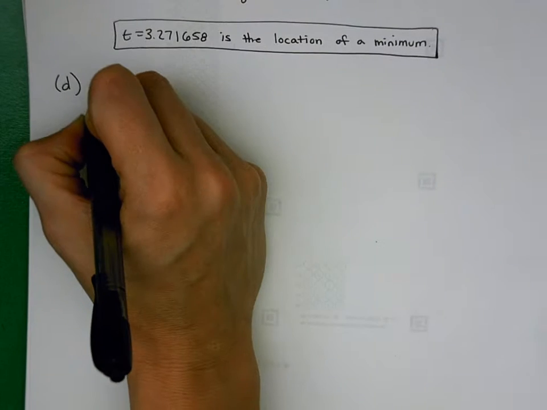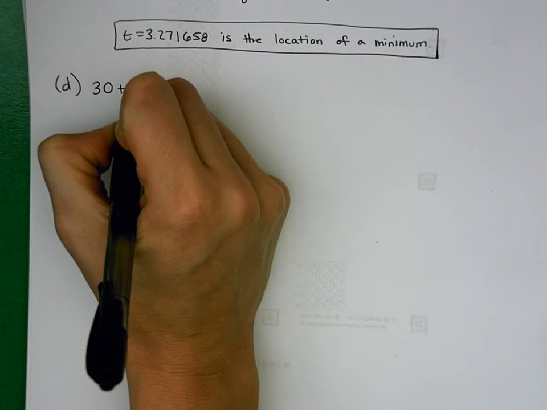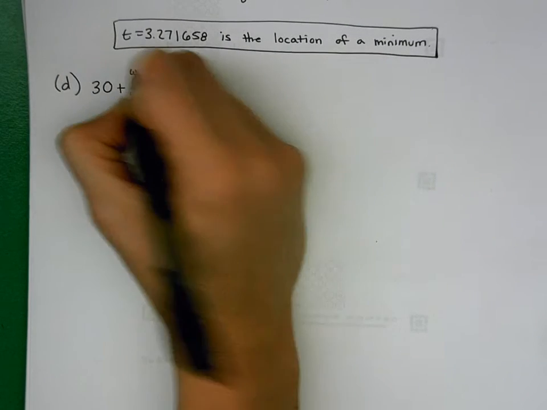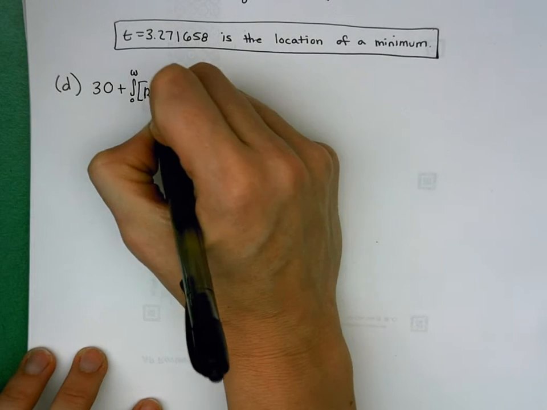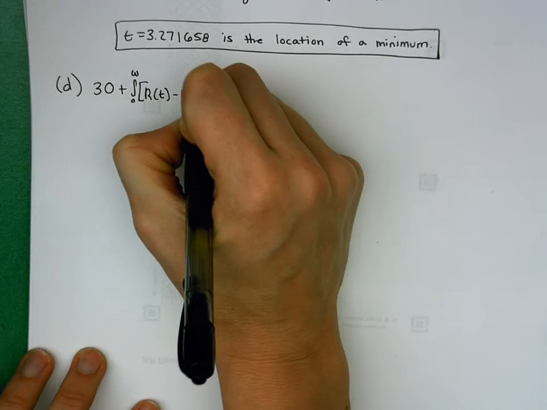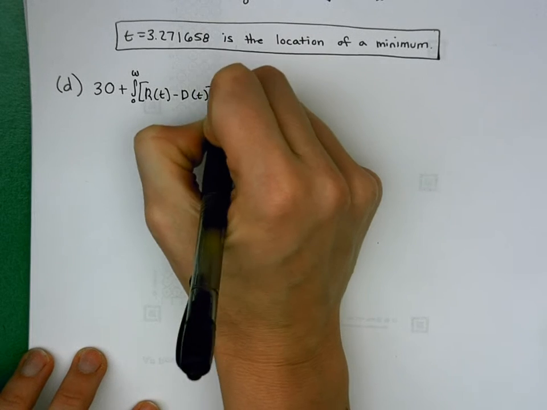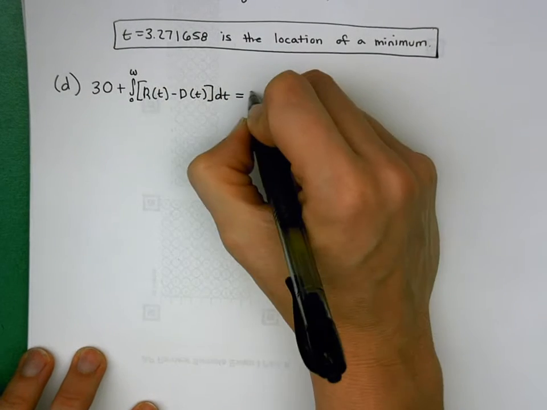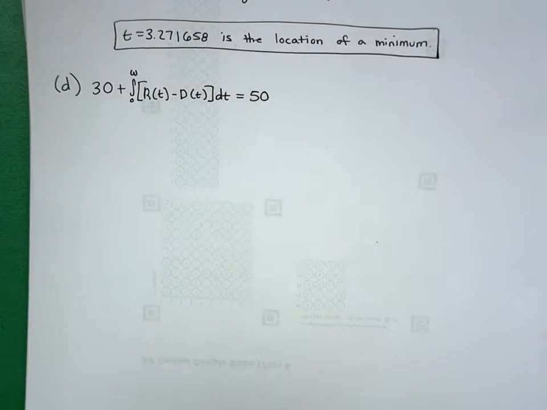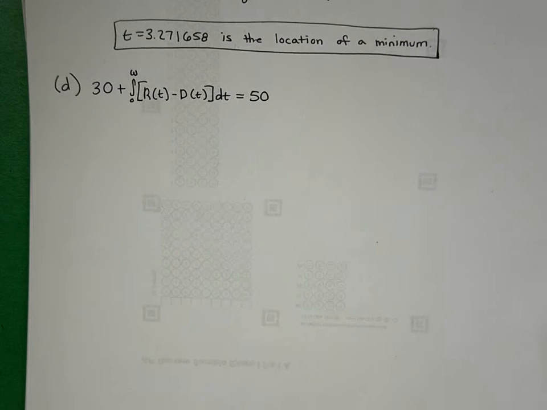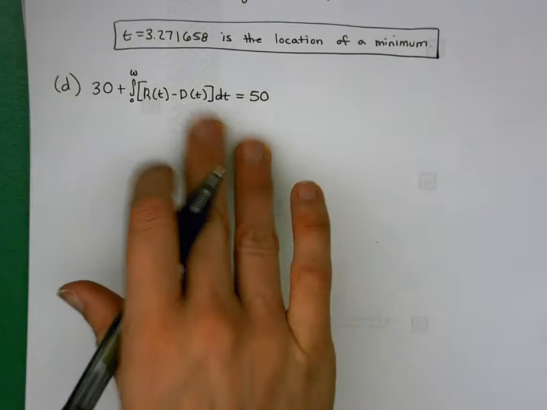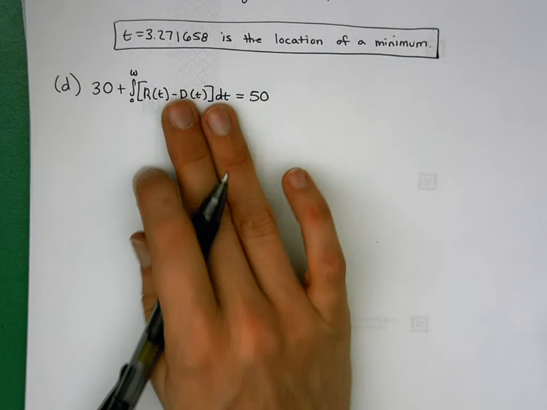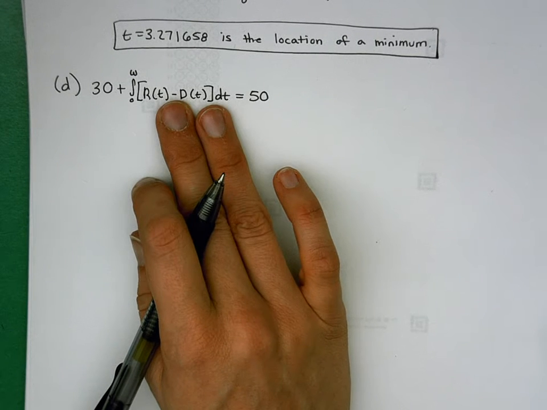My x sub a again is 30. My a is 0. My desired time in this case, we're going to call it W, because I don't actually know what that time is, but I'm trying to find it. And this position, we know what this position is going to be. This position is going to be 50, because that is the point where the pipe begins to overflow. And then I'll leave it there, because it just says to write, but not to evaluate. Okay?